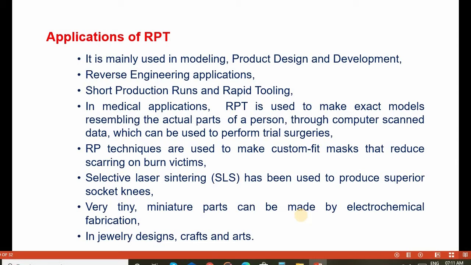Very tiny miniature parts can be made by electrochemical fabrication, which produces very small, minute parts. In jewelry designs, crafts and arts also, rapid prototyping techniques can be used in various miniature jewelry designs, craft arts, and cosmetics products.